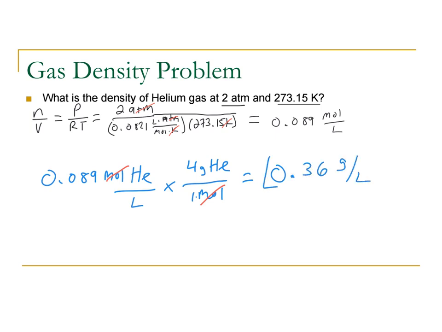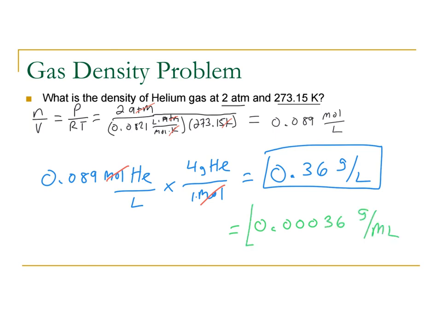Look at my units now. They're in grams per liter. Now, often you're going to see the units in grams per liter for gases to make the numbers look nicer. You maybe were used to grams per milliliter. So if I instead wanted this in grams per milliliter, it's 0.00036. Those were the units that we used in the beginning of the year.